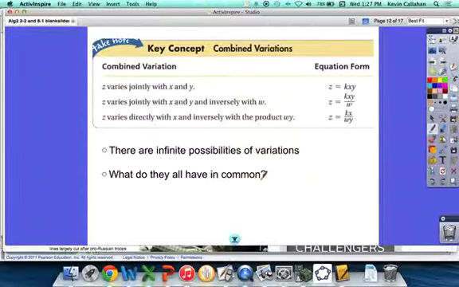Okay, and what do they all have in common? What do every one of these that you see here have in common? The answer is they have a constant k. So remember, when you're writing the equation for any kind of variation, it's going to have a k in it. k, k, k. k for constant.